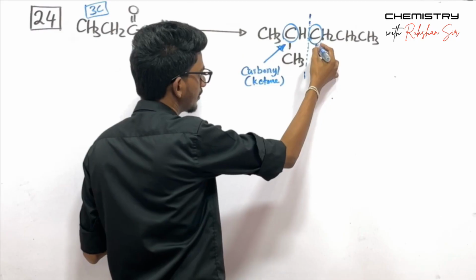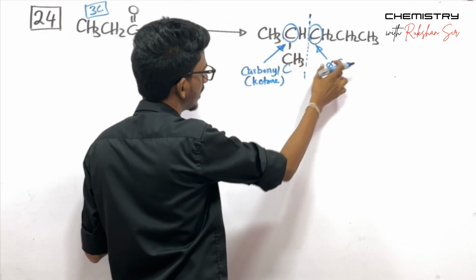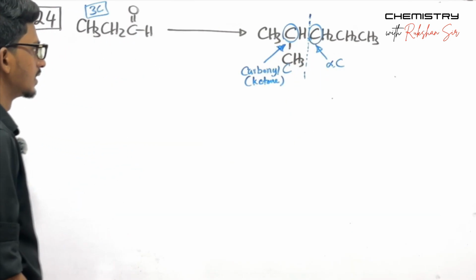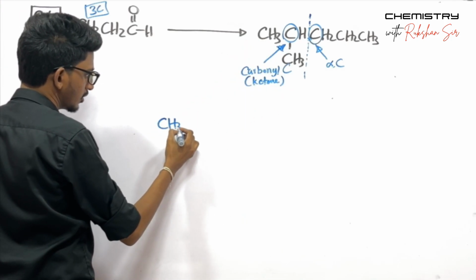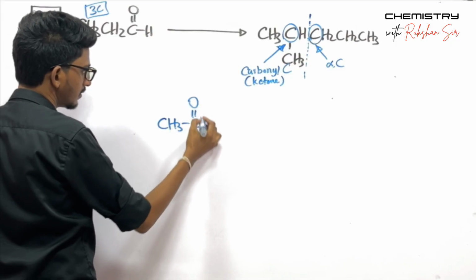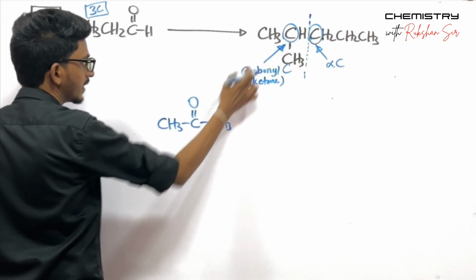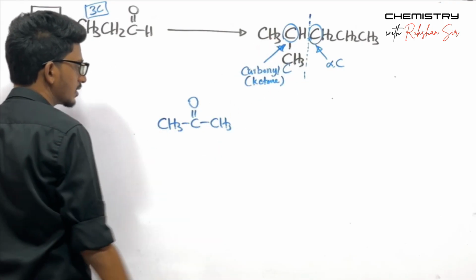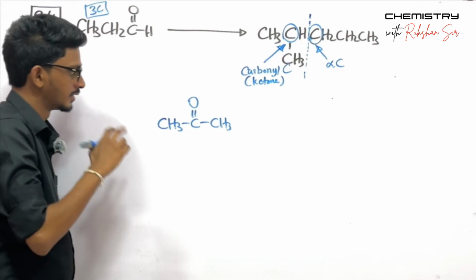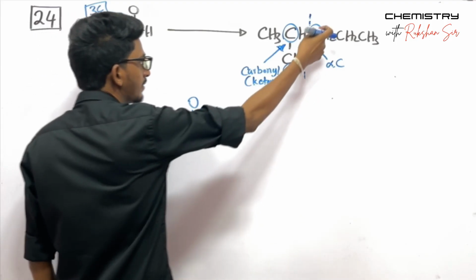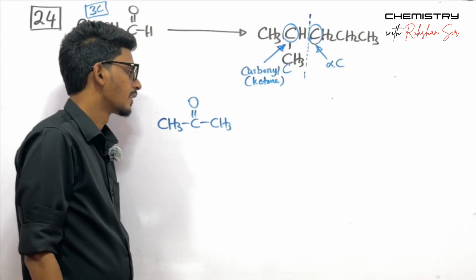So this should come from the alpha carbon. This is the carbonyl carbon and this is the alpha carbon, right? So let's first come up with the carbonyl compound that we need. This is the functional carbon, the carbonyl carbon, and that carbon has two R groups, the two CH2 groups. Then see, this is the alpha carbon of this one.